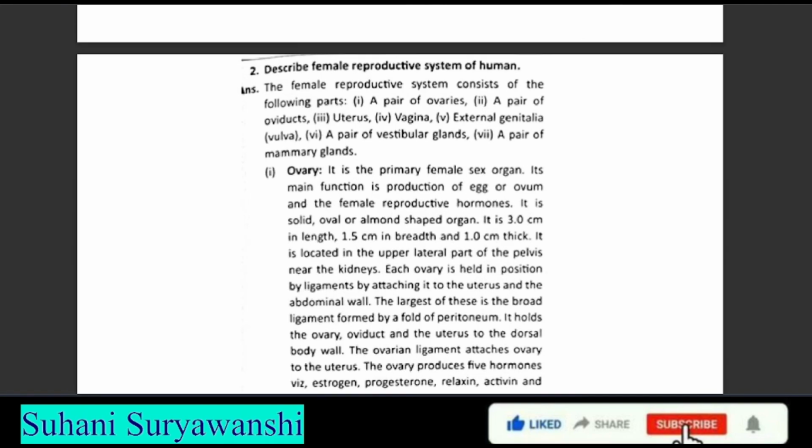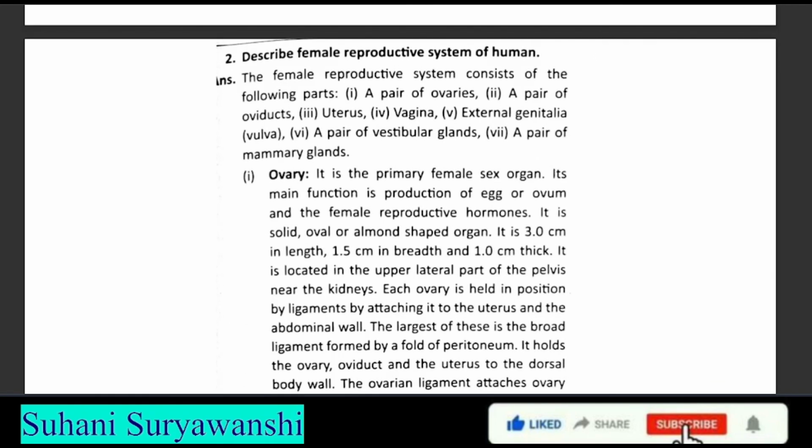Describe the female reproductive system of human. The female reproductive system consists of the following parts: a pair of ovaries, a pair of oviducts, uterus, vagina, external genitalia, a pair of vestibular glands, a pair of mammary glands, etc.